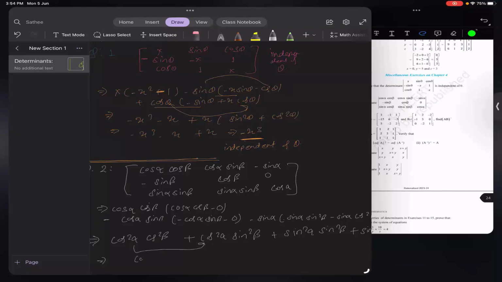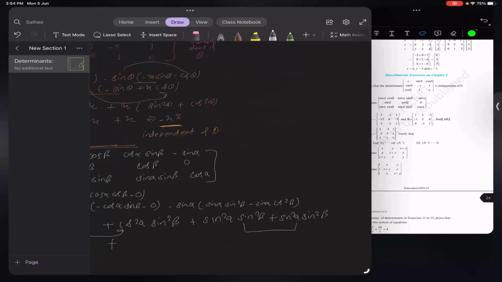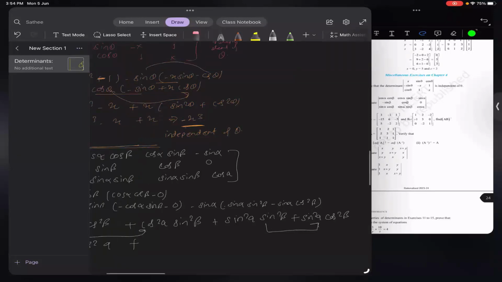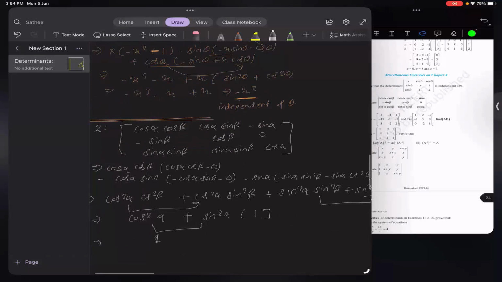Okay, so this would be cos square alpha plus, and similarly from these two brackets this should be cos square beta. So from these two brackets also, if you take sin square alpha common, this would be sin square alpha, and this would simply become equal to 1. Okay, and now these two terms again add up to equal 1 from the trigonometric properties.